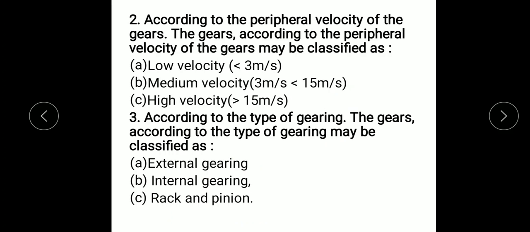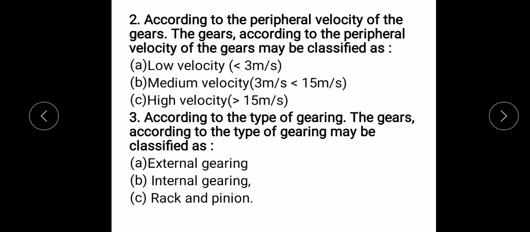And now we will differentiate the classification of gears with respect to peripheral velocity. There are three classifications for gears considering the peripheral velocity: low velocity, medium velocity, and high velocity. Normally, if the velocity of the gear is less than 3 meters per second, the gears are known as low velocity or low speed gears.